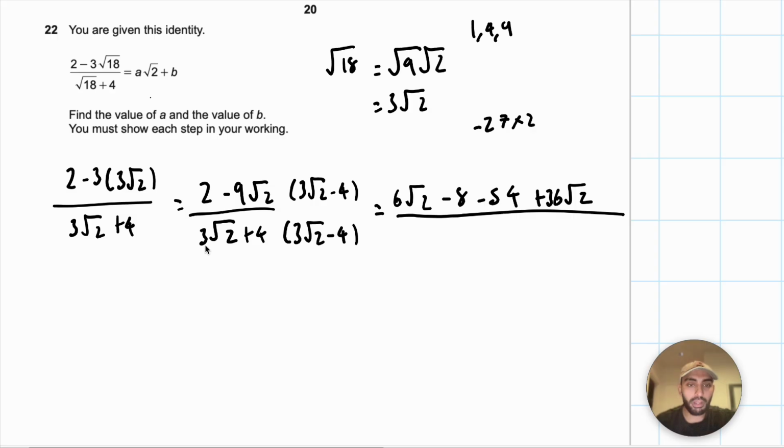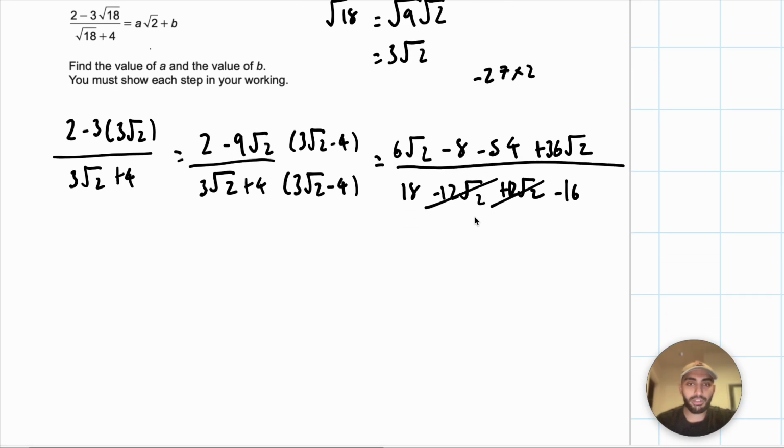We need to do this bottom one. 3 root 2 times 3 root 2. 3 times 3 is 9. 9 times by root 2 times by root 2. That gives me 9 times 2, which is 18. 3 root 2 times negative 4 is negative 12 root 2. 4 times by 3 root 2 gives me plus 12 root 2. And 4 times negative 4 is negative 16. See that this bit will cancel out with that bit. So that's what we're trying to achieve.